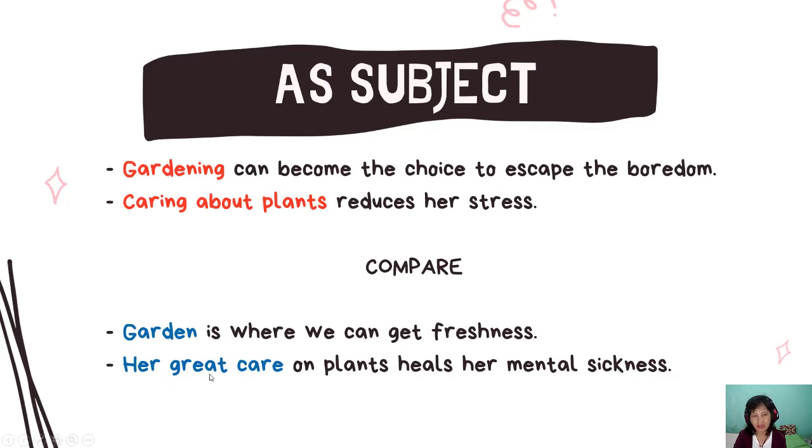The same as this: her great care. Care here, the part of speech is noun, and this is verb. You know that a verb can have object or complement. That's why we have this. But in this sentence, because this is a noun, it is not the object of this. So, her great care on plants heals her mental sickness. Care is noun, the pure noun.